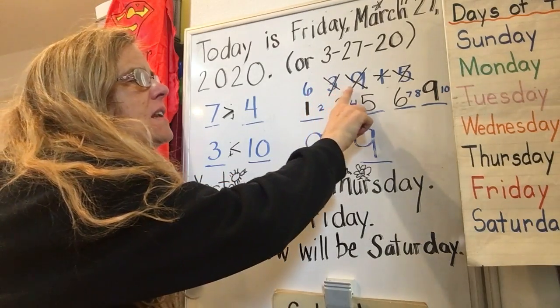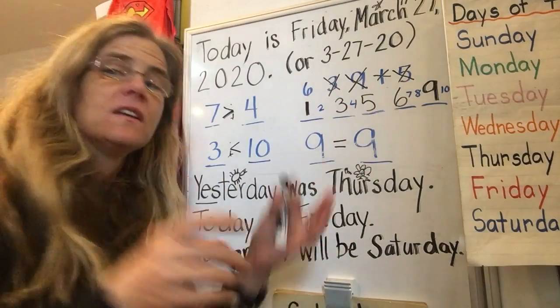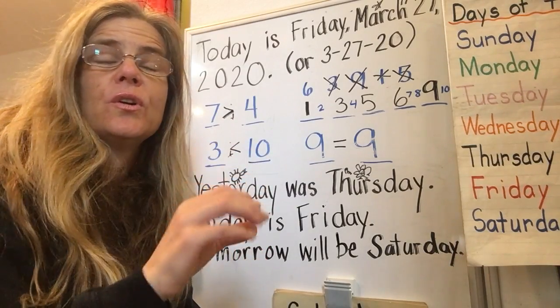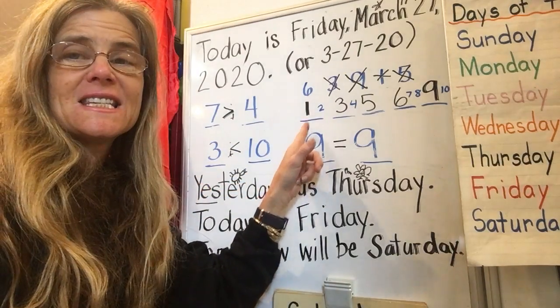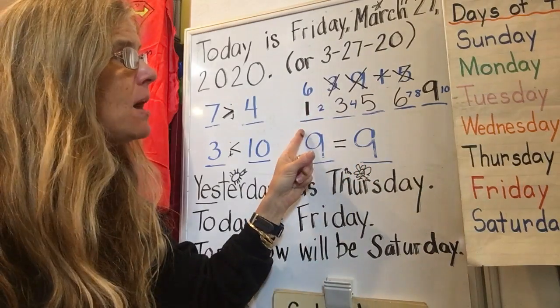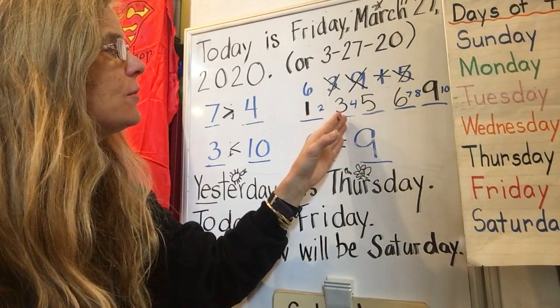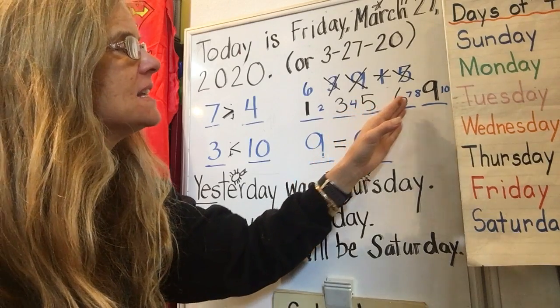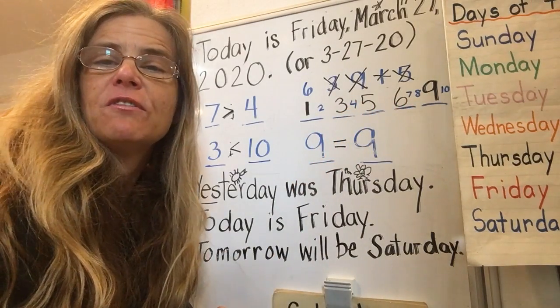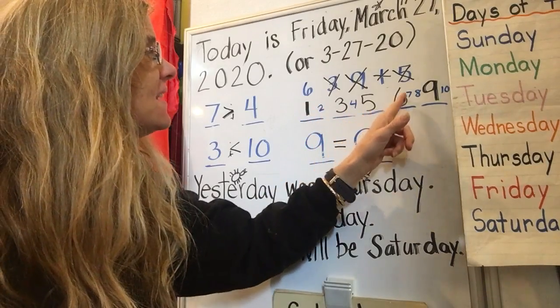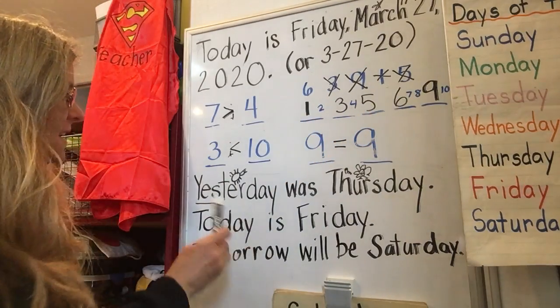6, 3, 9, 1, 5. Mixed up and out of order. If we're going to put them in numerical order, we go from least to greatest, smallest to largest. 1, 3, 5, 6, 9. And if we fill in what's missing, it's 1, 2, 3, 4, 5, 6, 7, 8, 9, and 10.